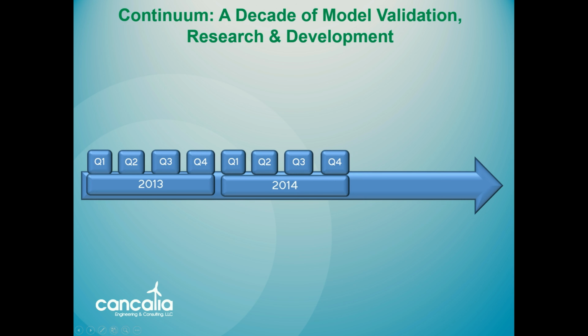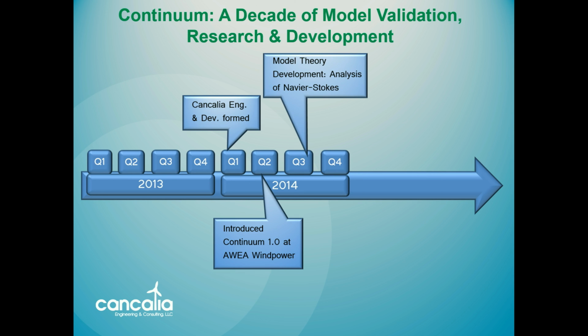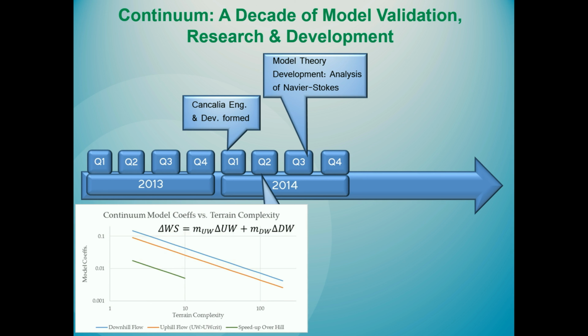Then in early 2014, I formed Cancalia and continued with the software development. That spring, we introduced Continuum 1.0. At this stage, though, the model still relied somewhat on empirical observation, so I went back to basics and conducted a simplified analysis of Navier-Stokes, the same equation used in CFD. This led to the current model, where the coefficients are defined as a function of complexity and are specific to 3 types of flow. In December 2014, we announced the release of Continuum 1.1.